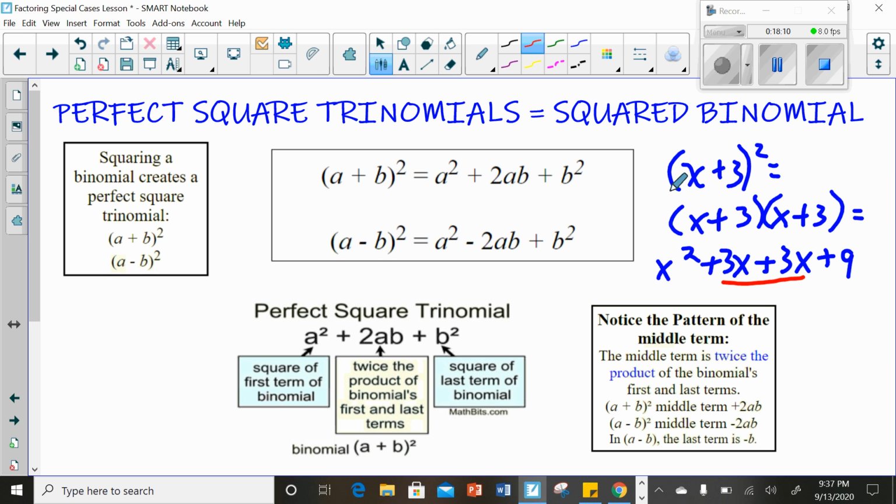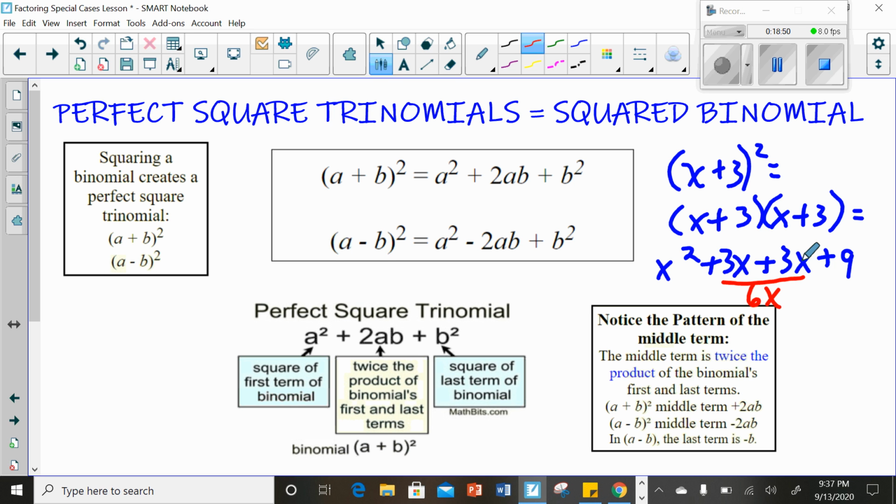So 2 times x is 2x, times 3 is 6x. Isn't 3x plus 3x 6x? So that would become a 6x. And so that's your middle term. And then it says take the last term, and square it. That's how they got b squared. So take 3 and square it, you get 9. So we could have gone from here to here and not had any of this interim work. So if you took x and squared it, you get x squared. Then 3 times x is 3x, times 2 is 6x, and then 3 squared is 9. Done. You don't have to show any work for a perfect square binomial or a perfect square trinomial.